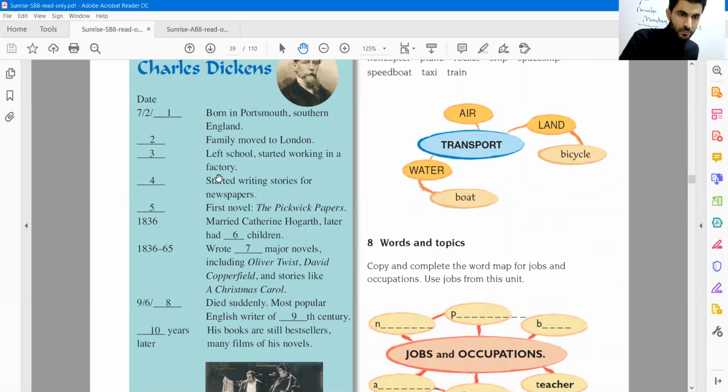Portsmouth, on the south coast of England. In 1823, the Dickens family moved to London, but his father lost his job.